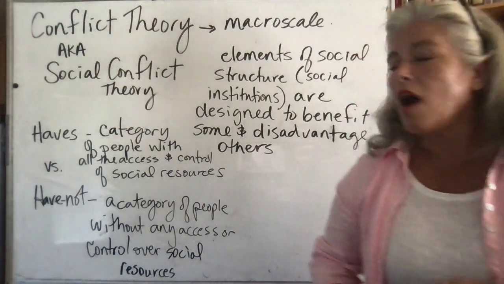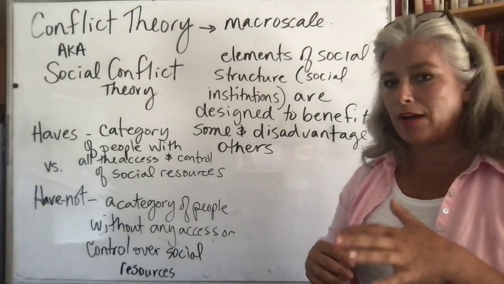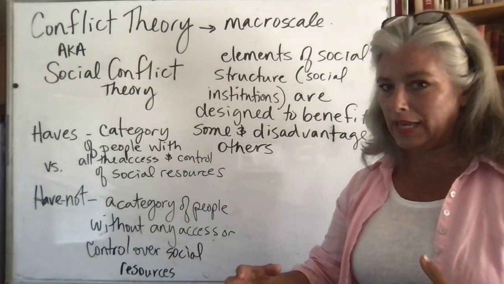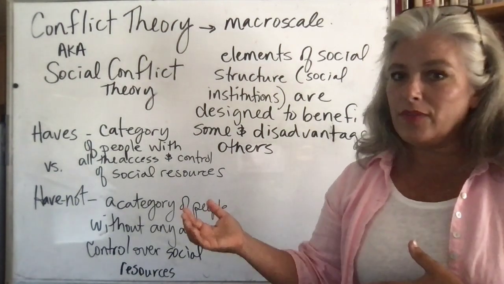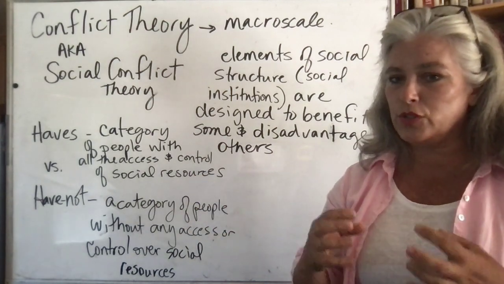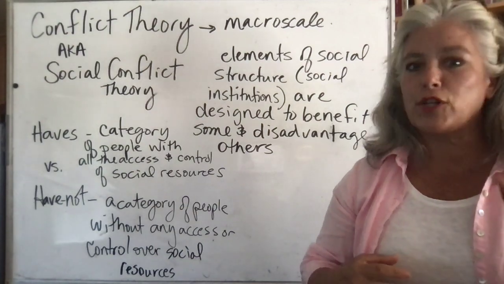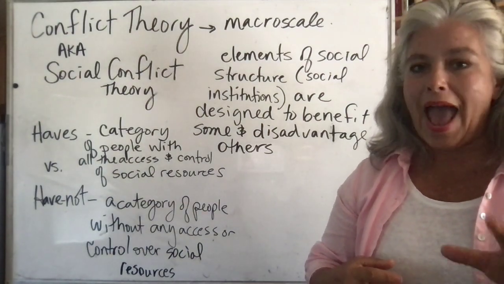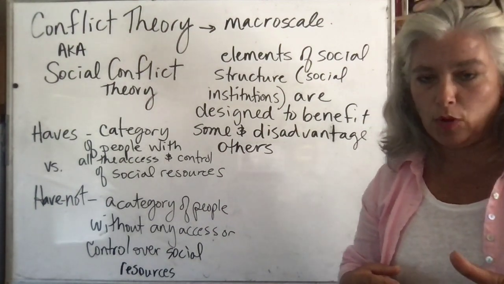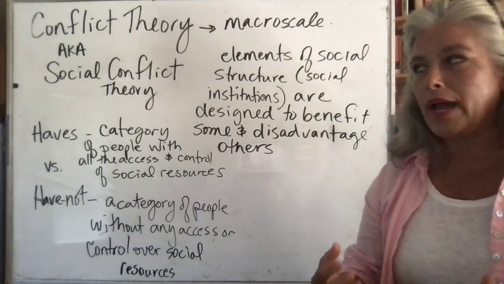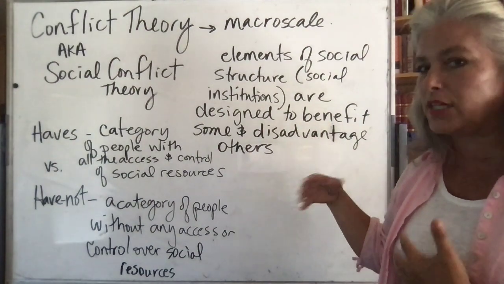Okay. So, conflict theory is a macro scale theory, but instead of looking at society as though it's stable and orderly, they look at all those social institutions that we discussed in the previous lecture as being designed to create advantages for some portions of the population and create disadvantages for other categories of people within the population. Okay, and so what that means is it's designed to benefit some and disadvantage others.